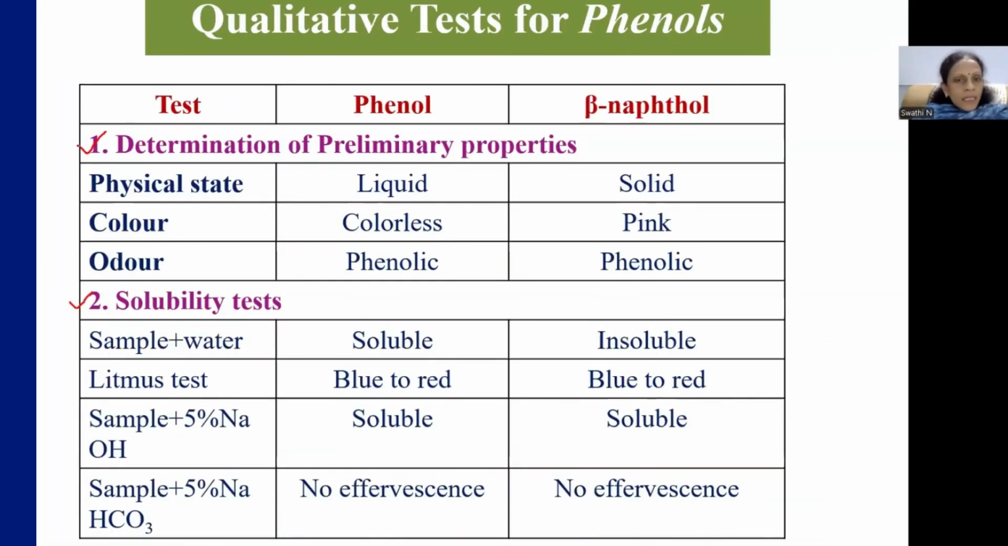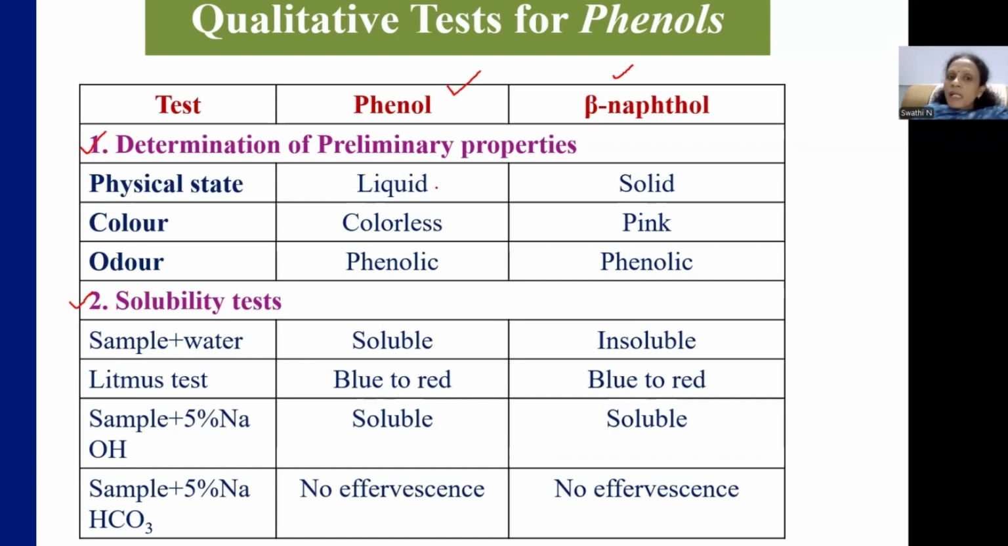Phenolic compounds can be identified by performing some preliminary tests, solubility tests and also confirmatory tests. Each and every phenolic substance will have its own physical properties. As a model, information on two compounds is provided here: one is phenol as such, and the other compound is beta-naphthol.